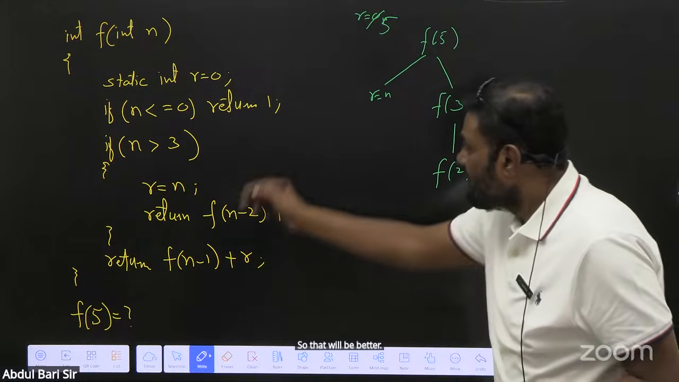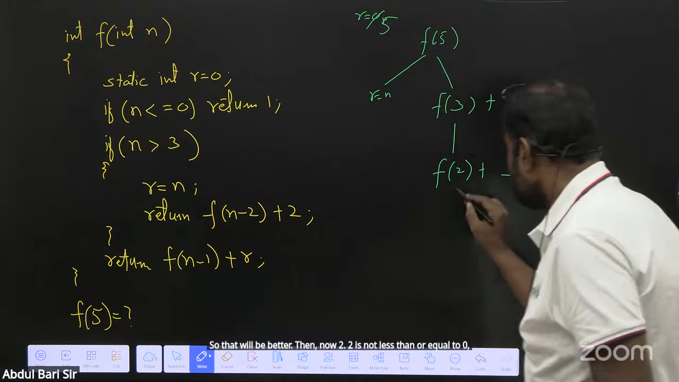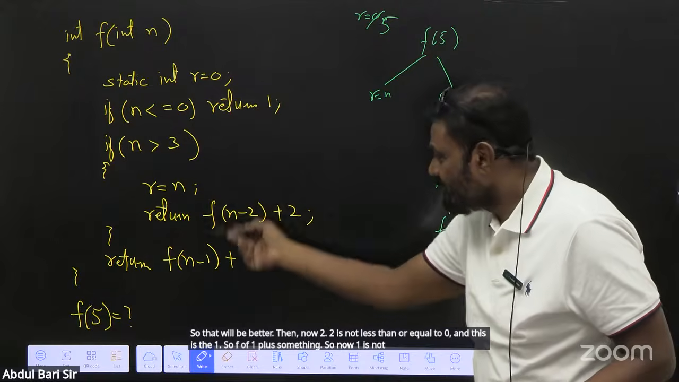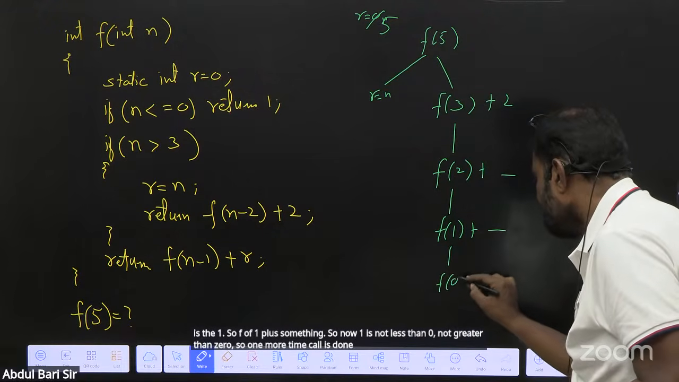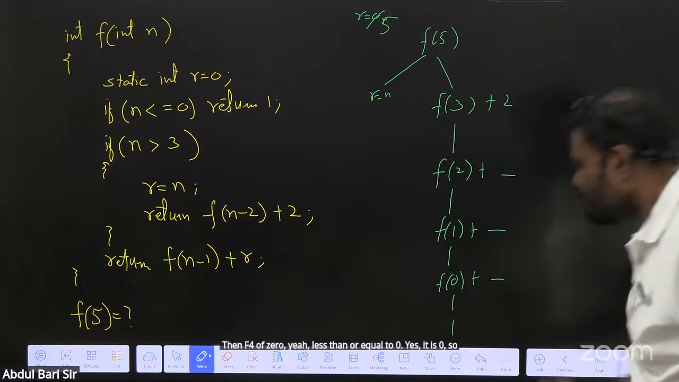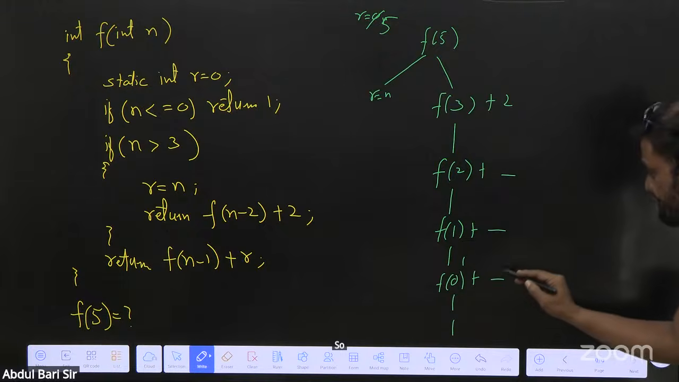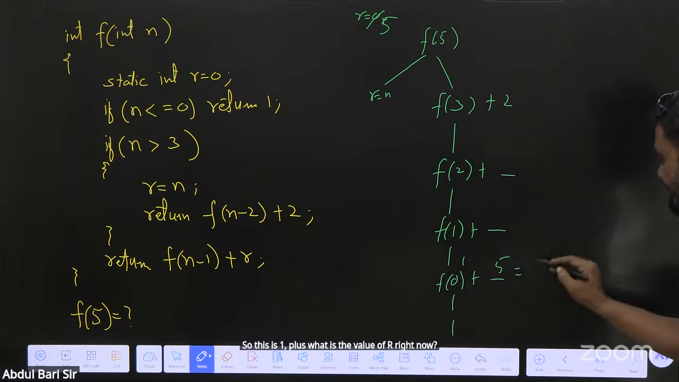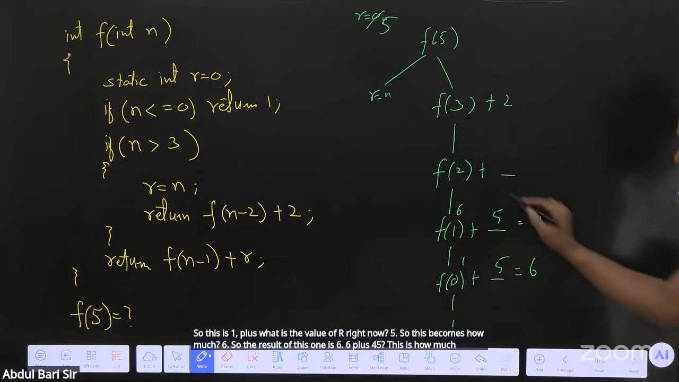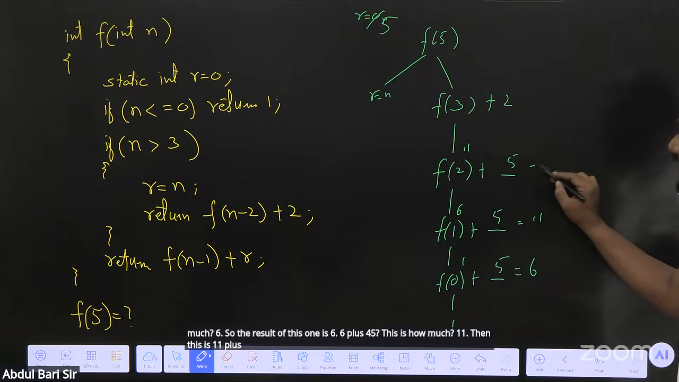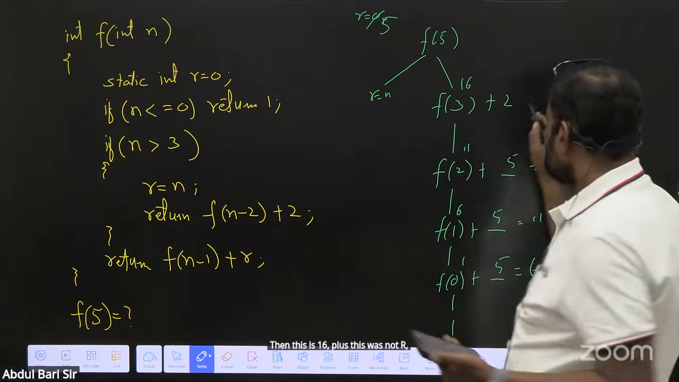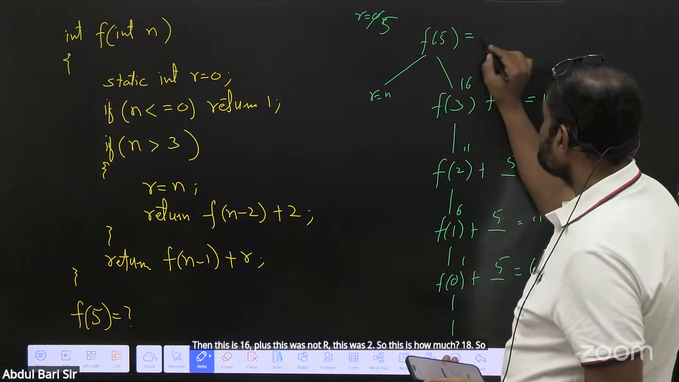Then now 2. 2 is not less than or equal to 0, and this is f of 1 plus something. Now 1 is not less than 0 and not greater than 3, so one more call is done: f of 0 plus whatever r is. Then f of 0 is less than or equal to 0, so the result of this function is 1. So this is 1 plus the value of r right now, 5, so this becomes 6. The result of this one is 6. 6 plus 5 is 11. Then 11 plus 5, r is 5 only, so this is 16. Then 16 plus, this was not r, this was 2, so this is 18. So the result of this function is 18.